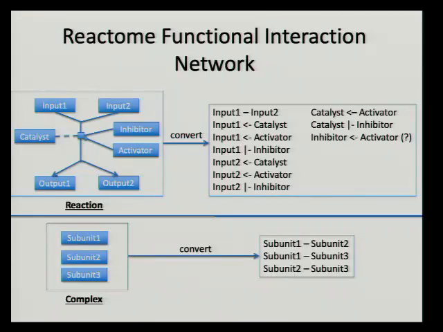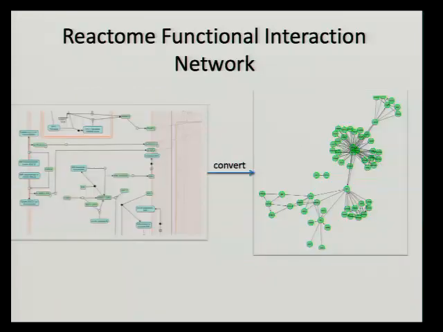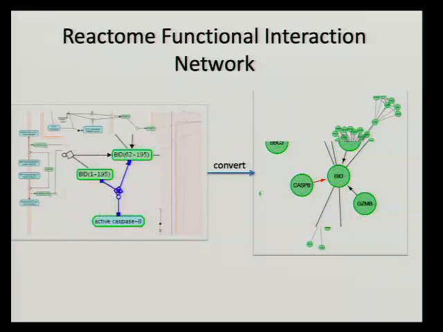So when we have a complex, we also do this pairwise converting, basically convert all these subunits into pairwise relationships. So by these two steps, basically we can convert a pathway into a set of functional relationships. Here is an example. Originally, for this specific biochemical reaction, after this conversion, it comes to this simple one. So it's just like KEGG right now.